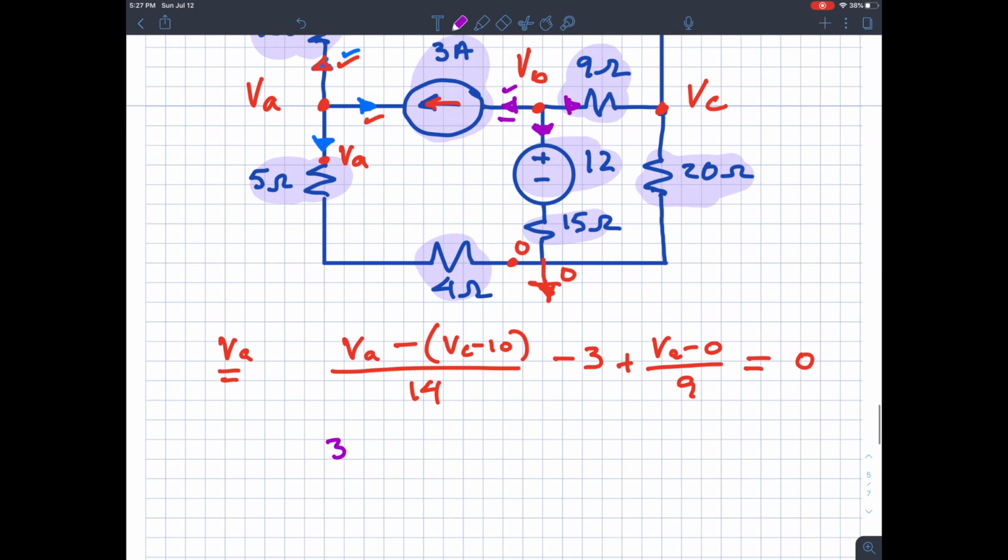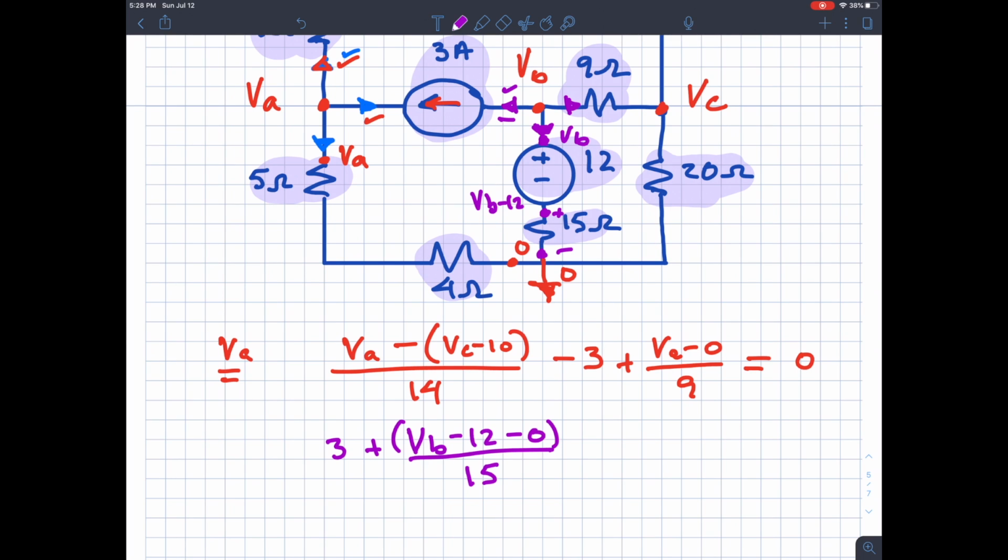If this is VB right here, what is the other side of it? I start at VB, I have a drop of 12, so this would be VB minus 12. Now I have dots on either side of the resistor, so I can find that current coming down. It's going down, so it's the top dot minus the bottom dot: VB minus 12 minus 0, divided by 15. That's the current coming down at node VB.